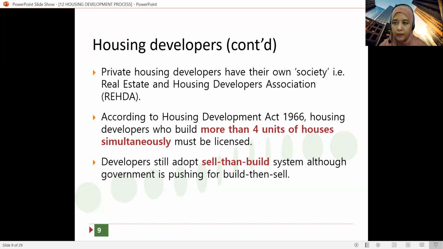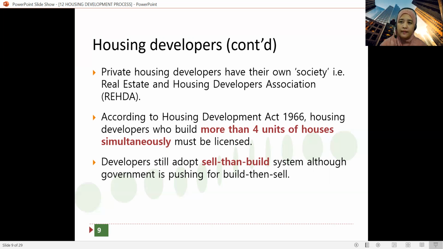So beginning with number 5, 5 units simultaneously and above. So if the developer builds 4 units, finished, another 4 units, finished, another 4 units in other places, it is not counted as a housing developer who needs to obtain the license from the Ministry, the KPKT. No need to obtain a license. 4 units at a time, finished. Then go to another place, 4 units at a time, finished. Then that does not need a license.